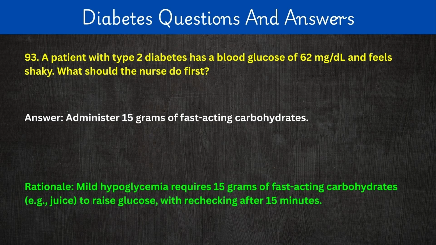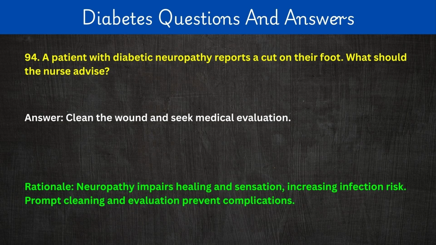Rationale: mild hypoglycemia requires 15 grams of fast-acting carbohydrates, e.g., juice, to raise glucose, with rechecking after 15 minutes. 94. A patient with diabetic neuropathy reports a cut on their foot. What should the nurse advise? Answer: clean the wound and seek medical evaluation.